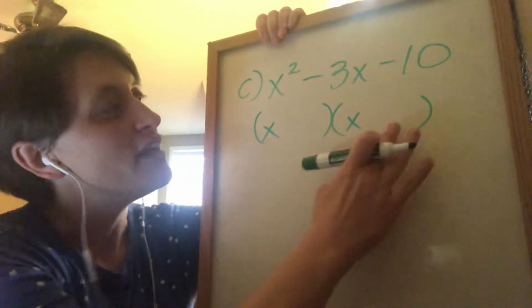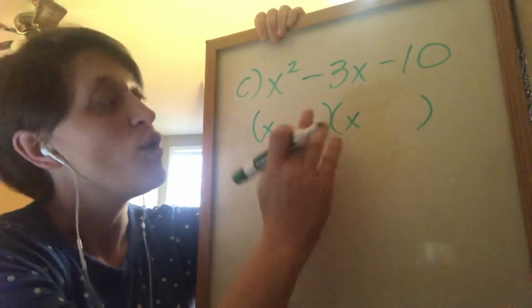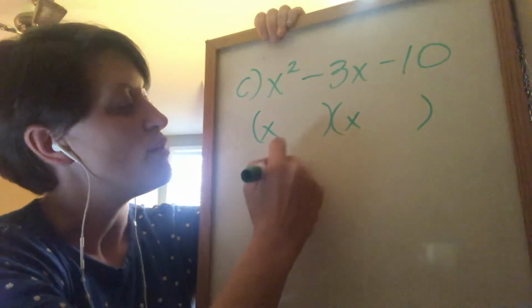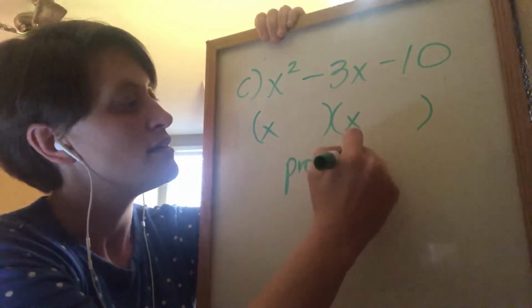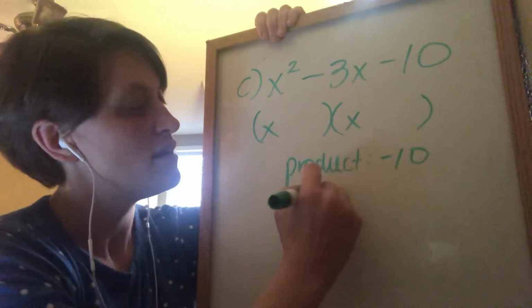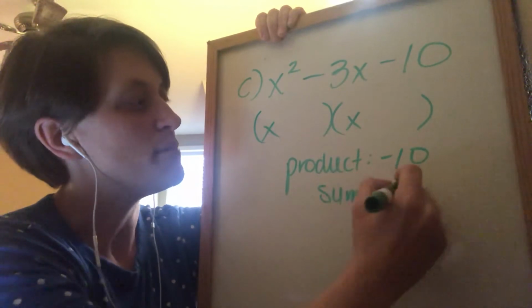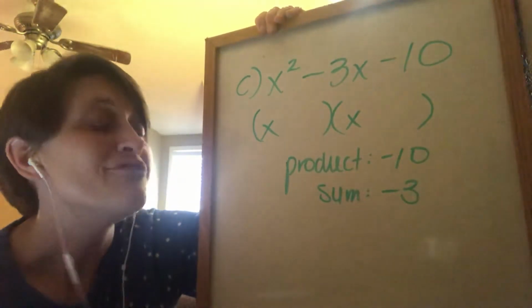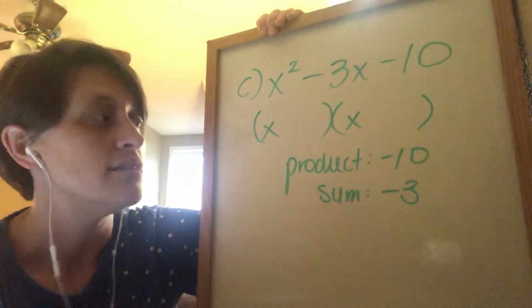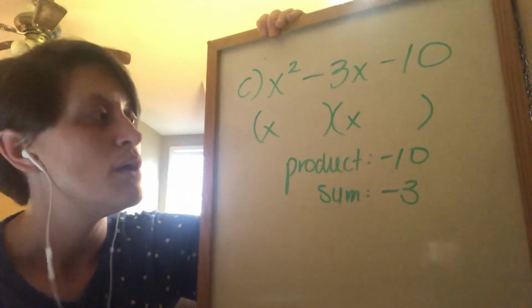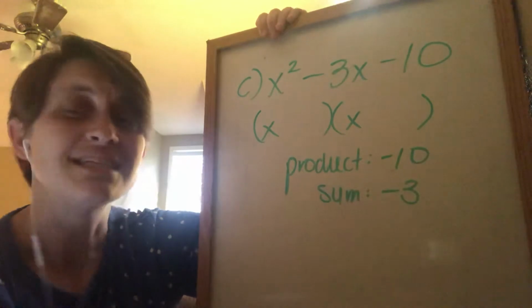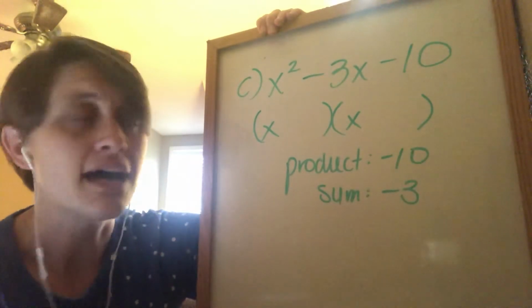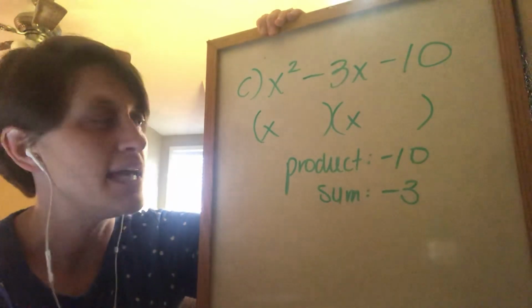Now to figure out these other numbers in our factors. We know they have to have a product of -10 and a sum of -3. So we need to start thinking of factors of -10 that add to -3. Since the product is negative, these have to have opposite signs. One has to be positive, one has to be negative.